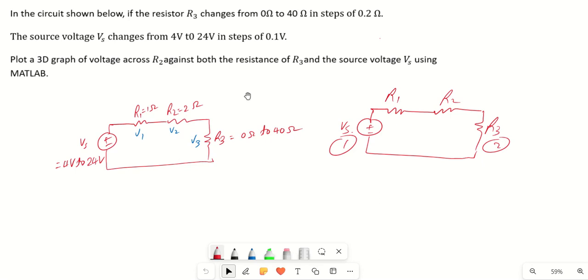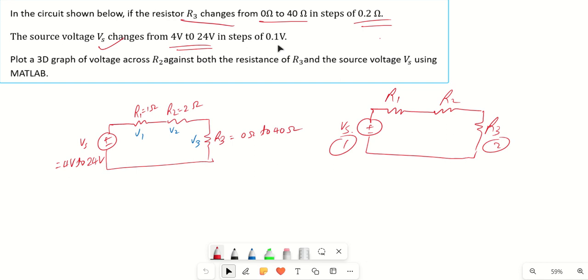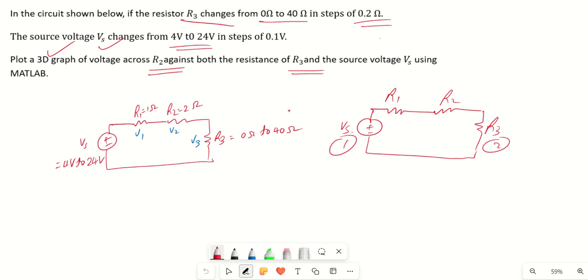Namaskar, my dear friends. Let us try to understand how we can plot a voltage across resistor R2, that is V2, based on the variation of source voltage and one more variation of the resistance. Our aim is to find out the voltage when resistance R3 is changing from 0 ohm to 40 ohm in steps of 0.2 ohm, and the source voltage Vs is changing from 4 volt to 24 volt in steps of 0.1 volt.